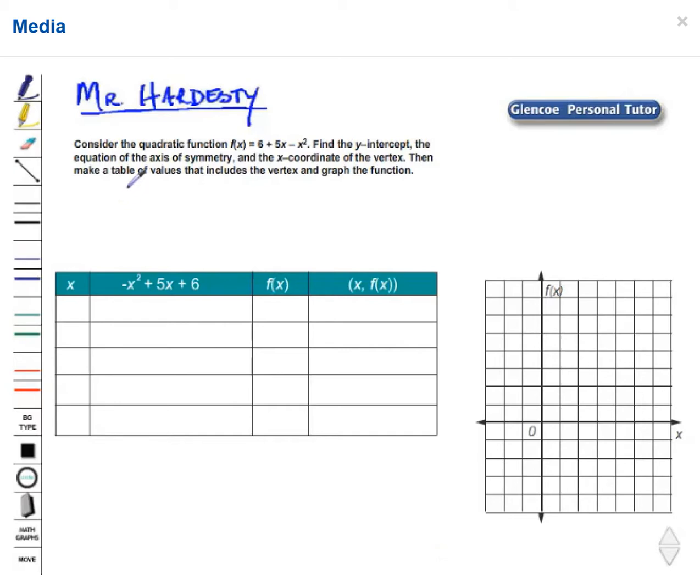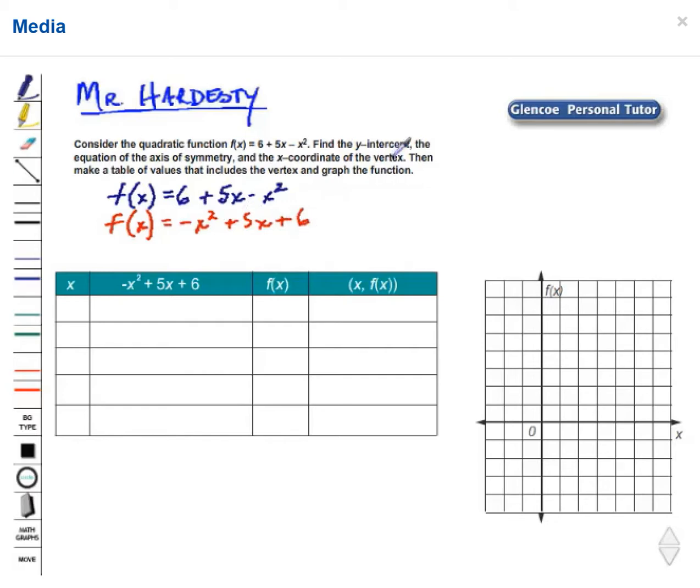Our original function for this quadratic will be easier to understand if we start by putting it in descending order. So we're going to rewrite with the largest exponent first. And I will change this to f of x equals negative x squared, then plus 5x, and then the constant plus 6.